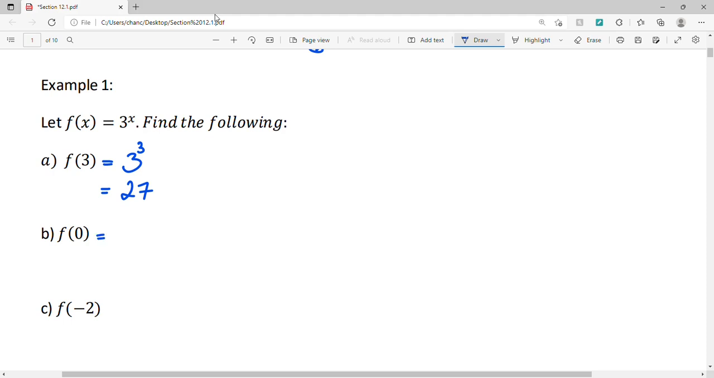To find f of 0, you'll take the base 3 and we'll substitute that x as a 0. 3 raised to the 0 power, that is equal to 1. You can check that with a calculator, but you can also remember that anything raised to the 0 power is equal to 1 except 0. So x to the 0 is equal to 1 for all values of x except x being 0.